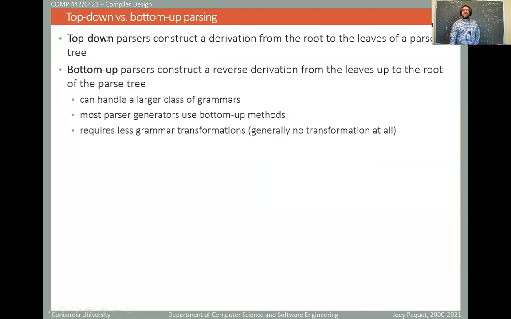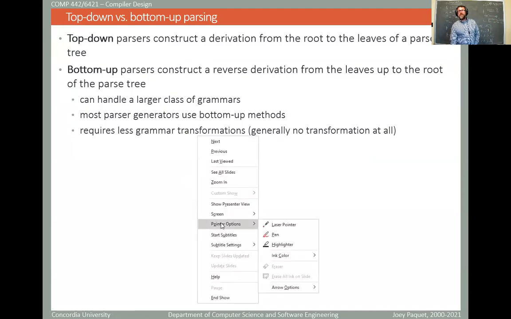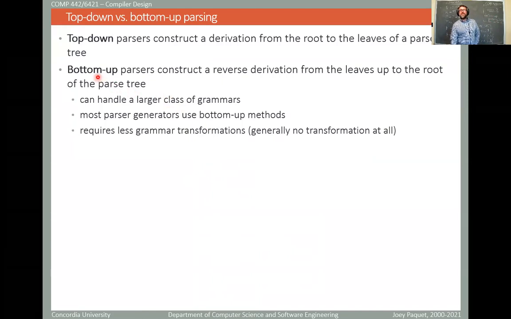So what is the difference between top-down and bottom-up parsing? A top-down parser will construct a derivation from the root of the tree to the leaves of the parse tree. That's what we did in the parsing methods I've shown up to now. The bottom-up parser, on the other hand, constructs the reverse derivation from the leaves up to the root of the tree. That's why I call it bottom-up parsing.